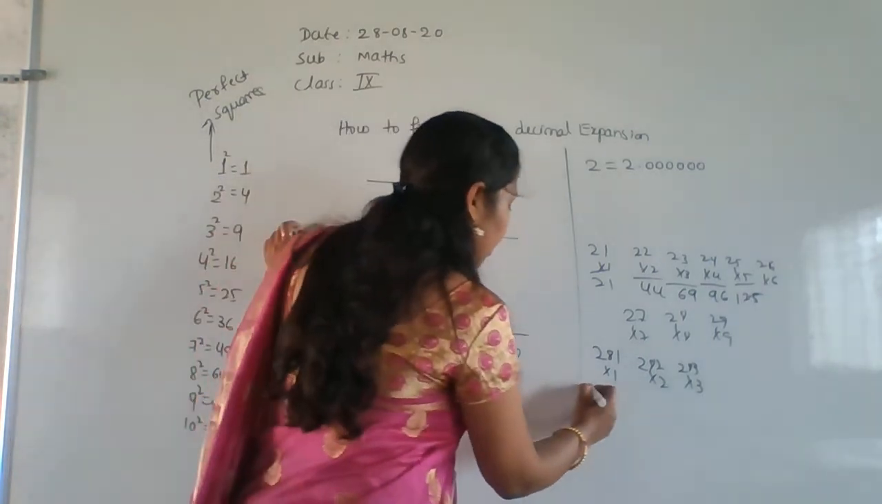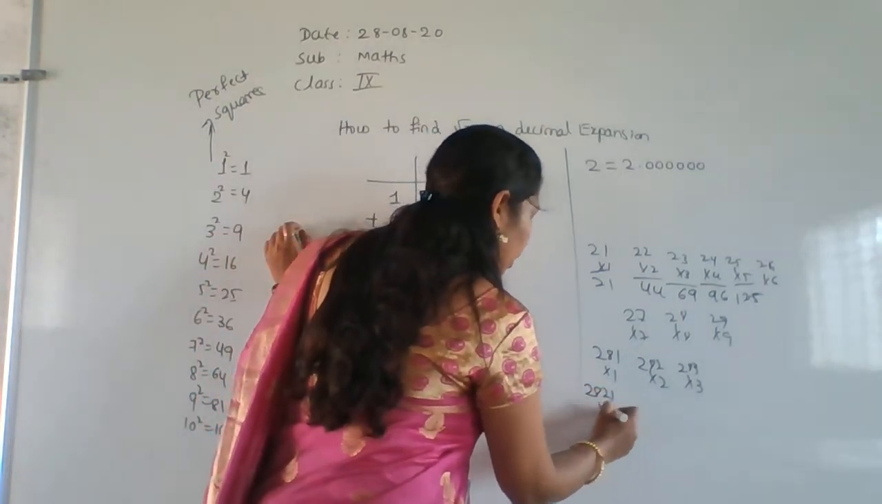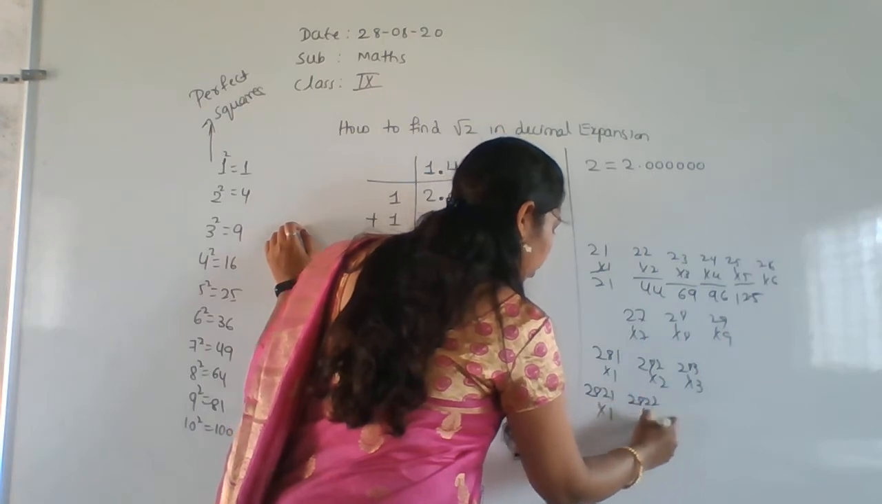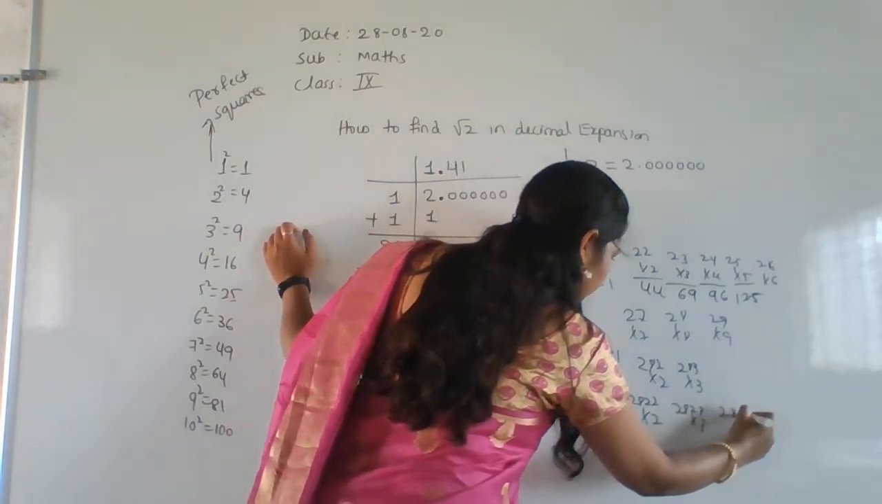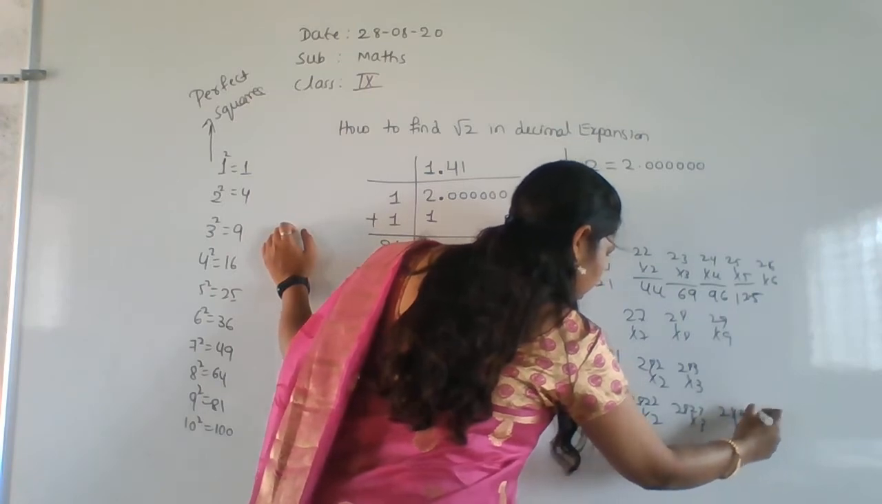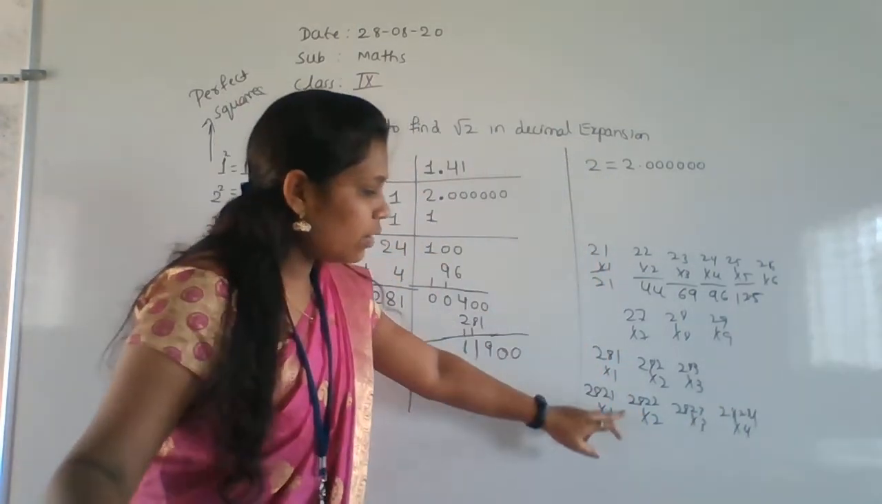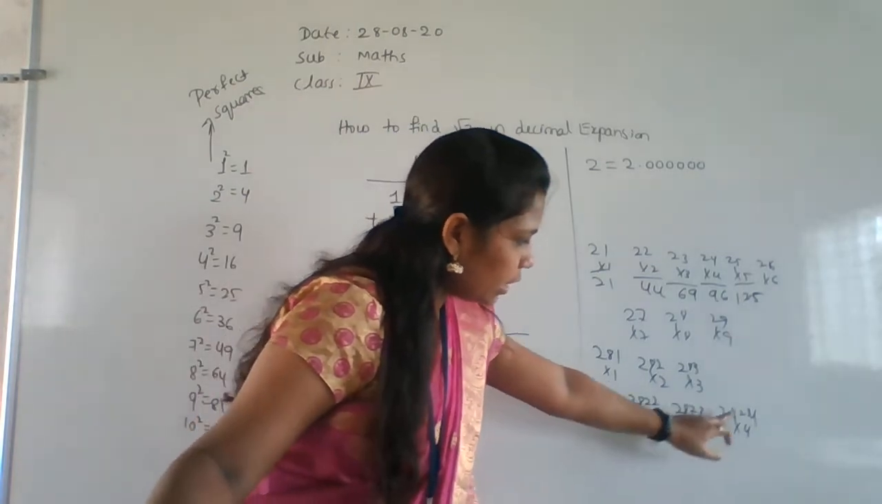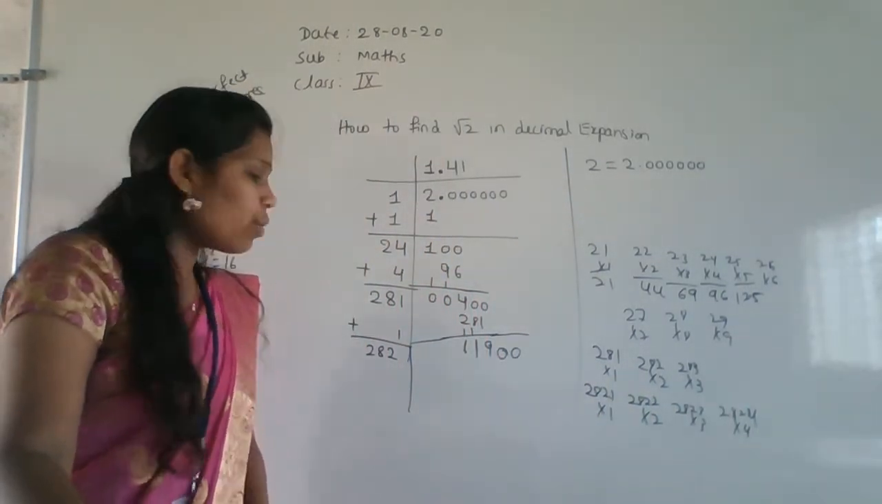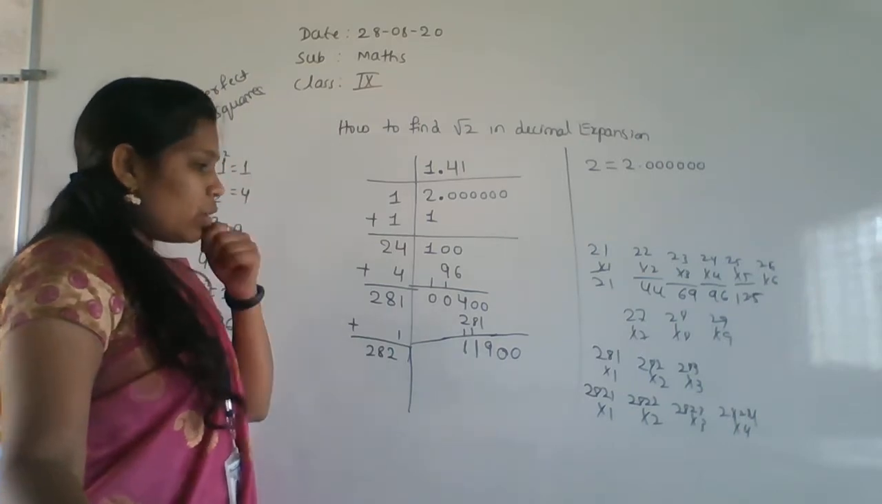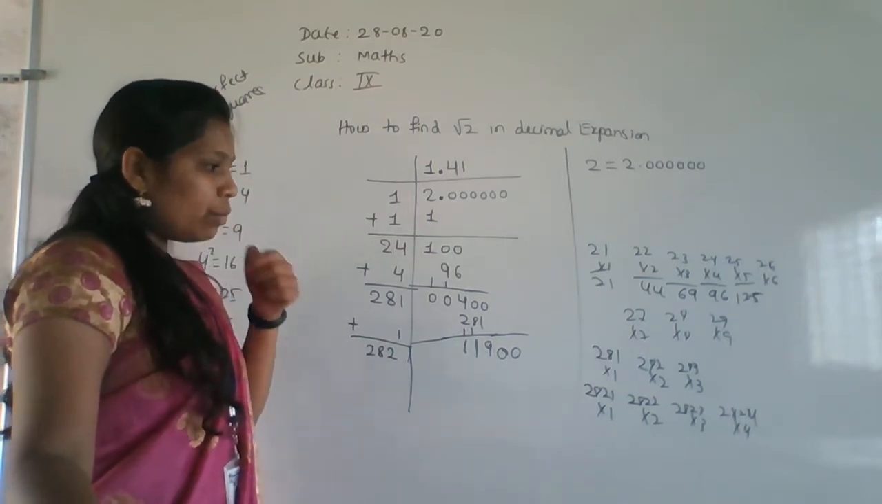Now we have to take the 2821 ones are 282, 2822 twos, 2823 threes. We can take like this. Okay. So here 1 1 and 2 2 and 3 3 and 4 4. Like that we have to take. We can't take the other values. Okay. So here which value is possible? Do the multiplication and come to know that.